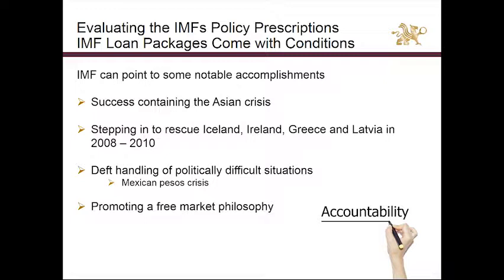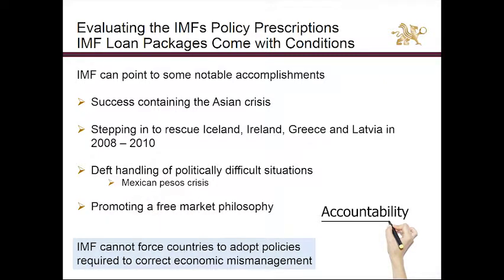Several years after the IMF's intervention, the economies of Asia and Mexico recovered. Certainly, they all averted the kind of catastrophic implosion that might have occurred had the IMF not stepped in. And although some countries still faced considerable problems, it's not clear that the IMF should take much blame for this. The IMF cannot force countries to adopt the policies required to correct economic mismanagement.